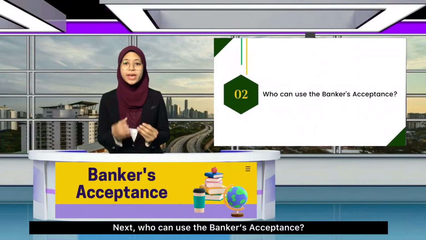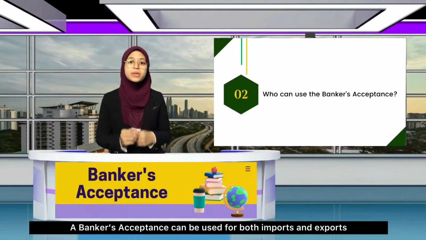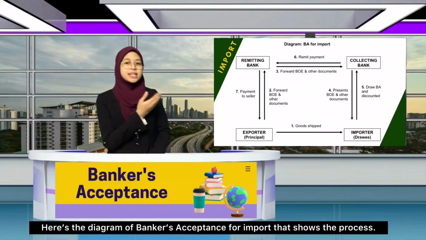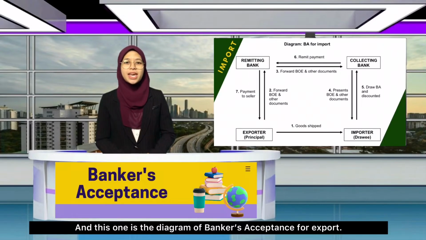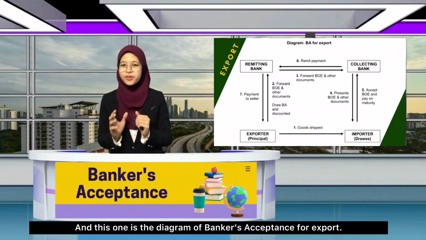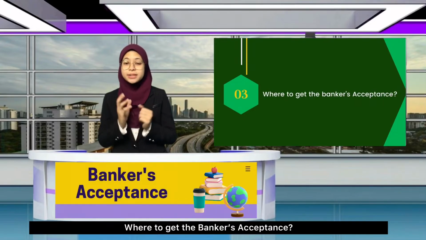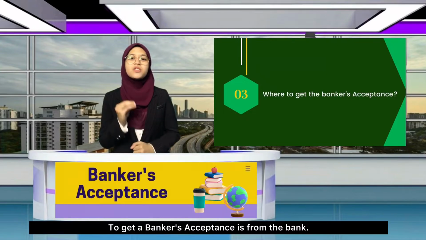Next, who can use the banker's acceptance? A banker's acceptance can be used for both import and export of goods and services. Here's the diagram of banker's acceptance for import that shows the process. And this one is the diagram of banker's acceptance for export. Alright, next, where to get the banker's acceptance? A banker's acceptance is obtained from the bank.